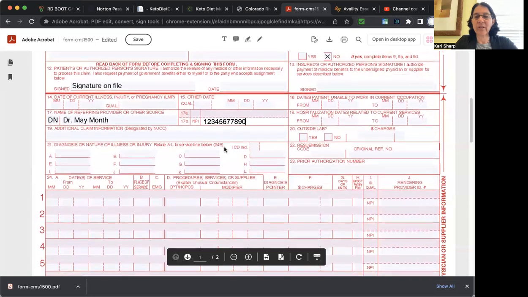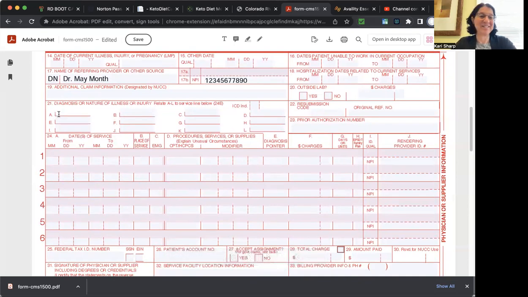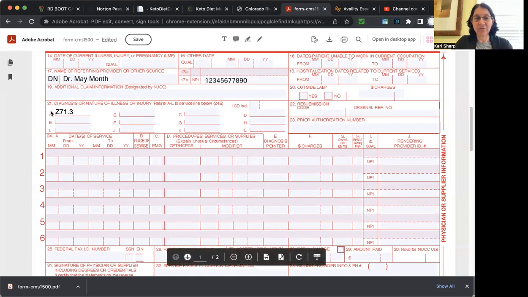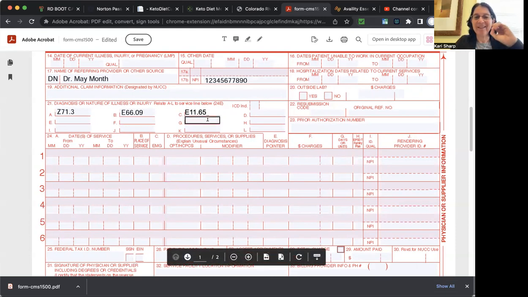So now we're thinking, okay, we have to figure out what diagnosis it is. And as dietitians, we're very limited in diagnosis. There's very few that we can use, but some of the more common ones, especially in private practice, is Z71.3. That's dietary counseling and surveillance. Another one is E66.09. That's obesity unspecified. E11.65 is a diagnosis for type 2 diabetes with hyperglycemia.